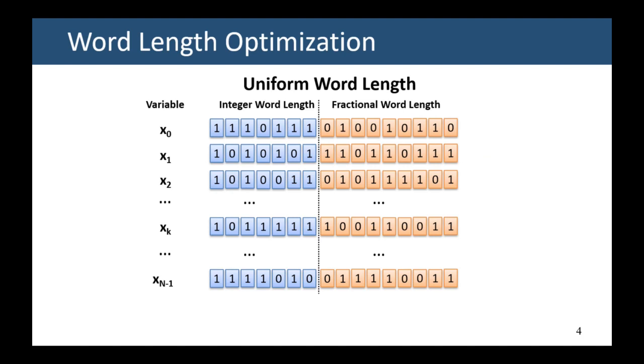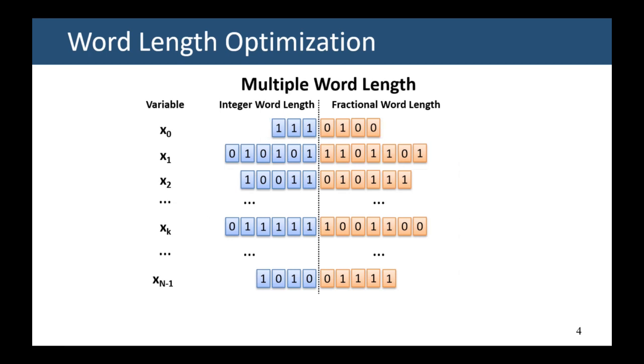Word-length optimization is the process of determining the integer word length and fractional word length for every variable in the application, so that the cost in area or energy is minimized, whereas the precision loss is acceptable. Some studies show uniform word-length optimization, where the word lengths of variables are the same. However, the current approach focuses on multiple word-length optimization, where the word lengths of variables can be different to obtain more energy saving from the accuracy and cost trade-off.